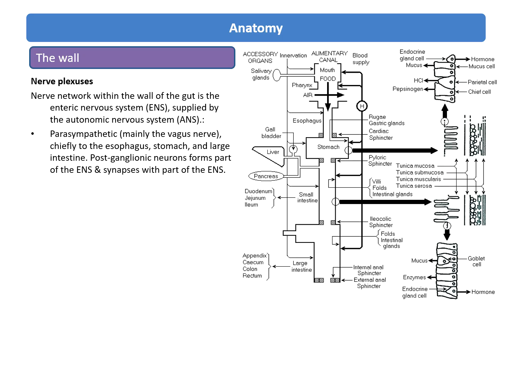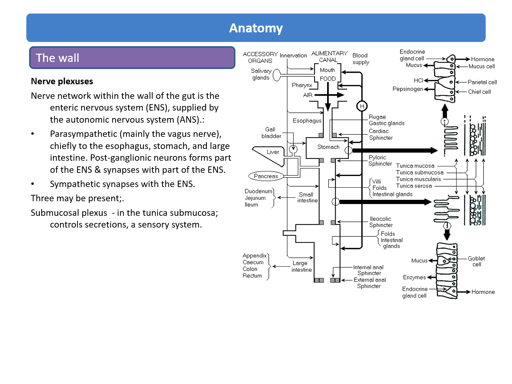Parasympathetic is mainly the vagus nerve. This is chiefly found to the esophagus, stomach, large intestine. Postganglionic neurons form part of the enteric nervous system and synapse with part of the enteric nervous system. Sympathetic synapses in the enteric nervous system, there may be 3.